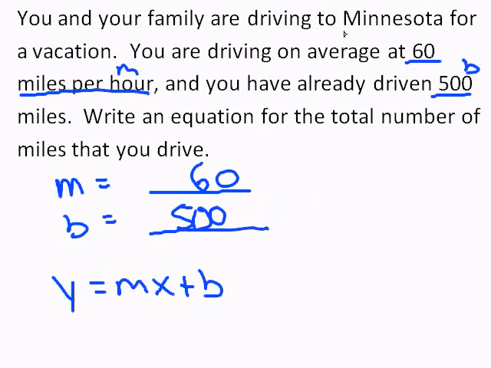Alright, since you drive an average of 60 miles per hour, every single hour you're adding another 60 miles. That's a recurring amount, an amount you add over and over again. So your m has to be 60. Your b, since you've already driven 500 miles, that's your initial amount that you start with, 500. So your equation then is y equal to m, which is 60, times the x, plus your b, which is 500.